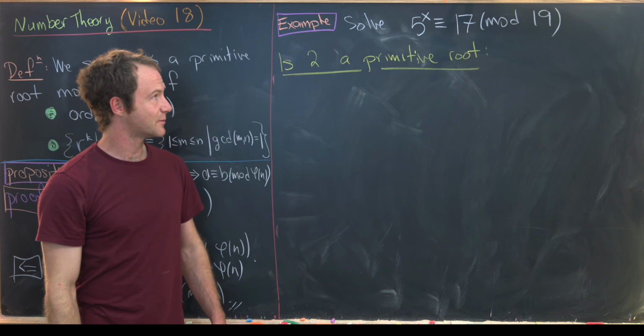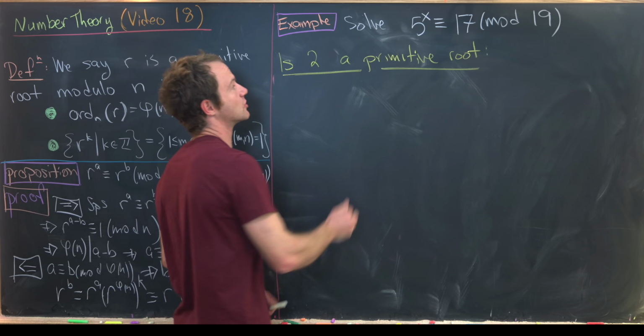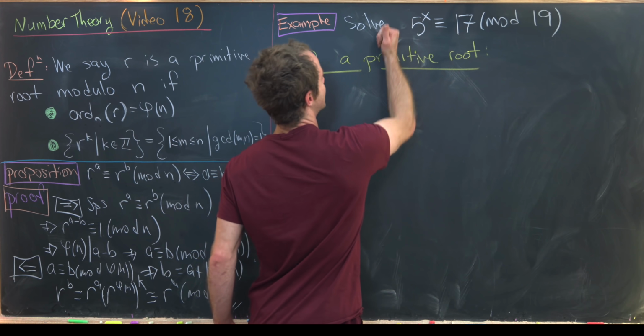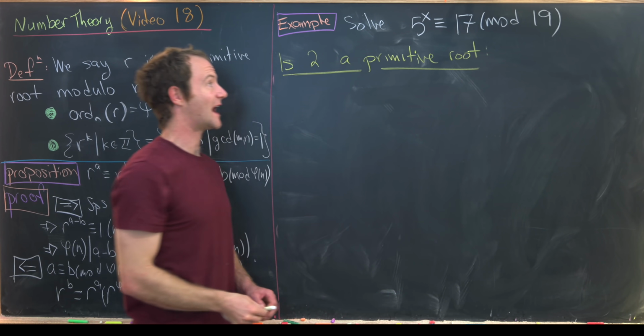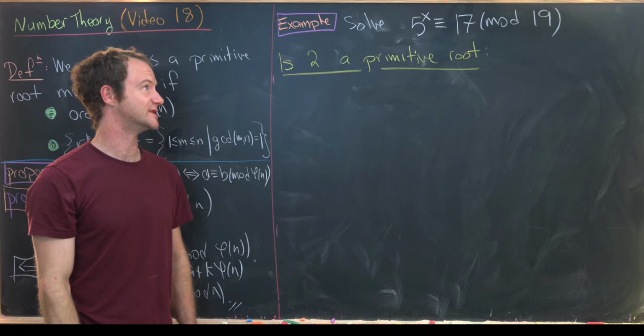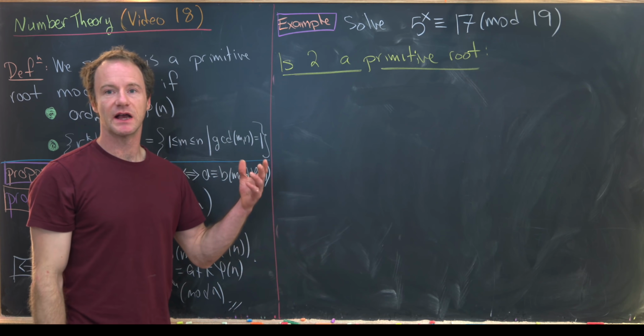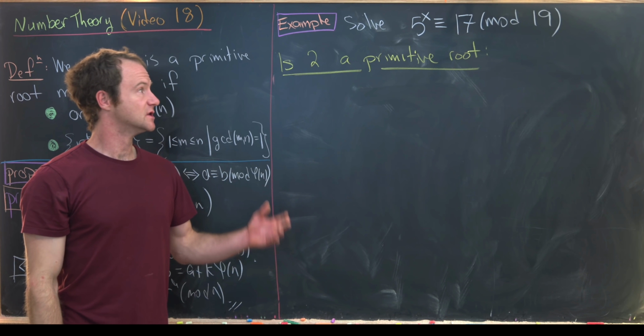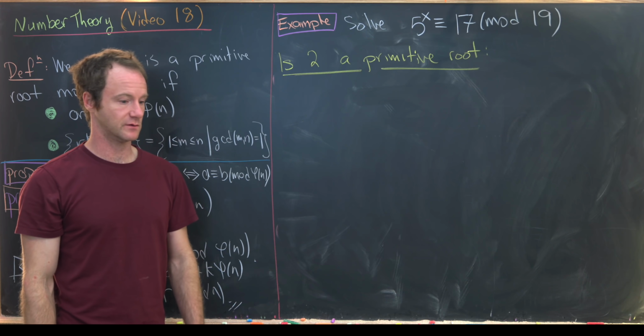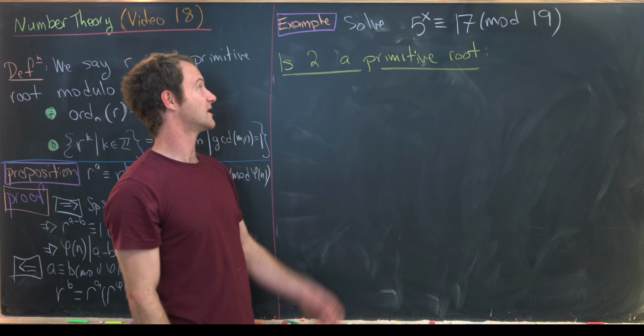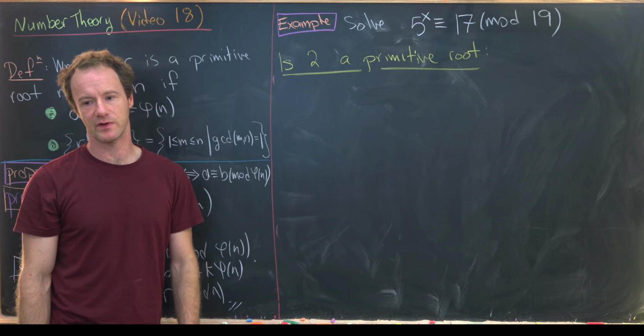So for our next example, we'll solve an exponential congruence. So we want to determine the solution to 5 to the power x congruent to 17 mod 19. Again, we use primitive roots. So we first have to find a primitive root. A good place to start is with the question, is 2 a primitive root?